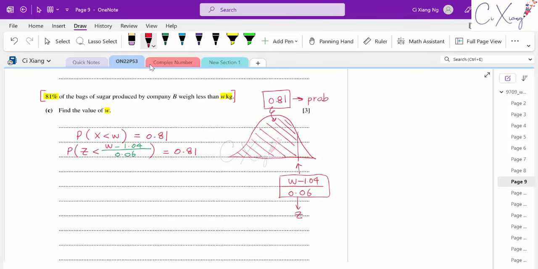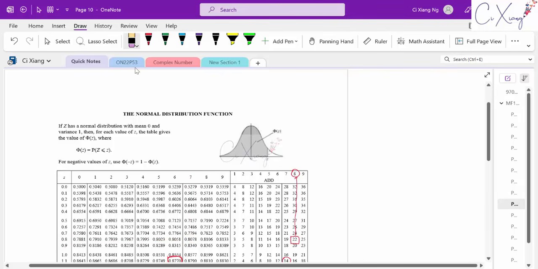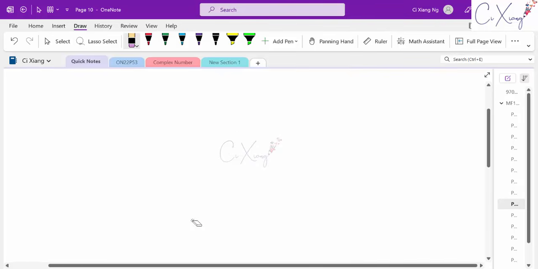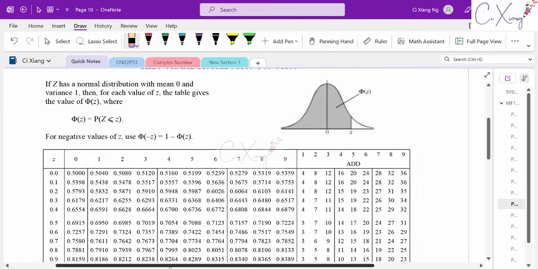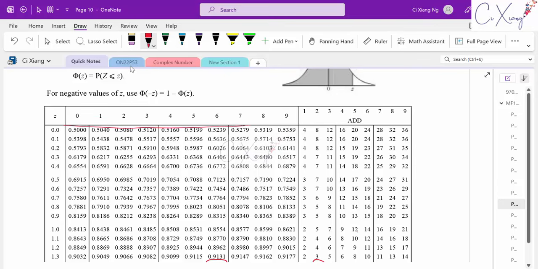Okay, so now let's have a look. 0.81, where's the probability, or where's the value that we can get here? To get 0.81, which is the value of probability, we should try to get it from this side, inside. The values inside this area are all the probability or the area. The values outside the table are the values for z. So we are looking for 0.81, which is the area value.